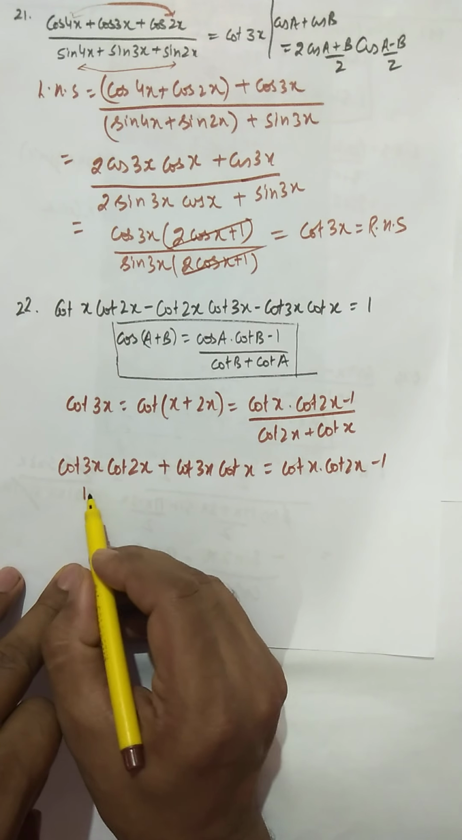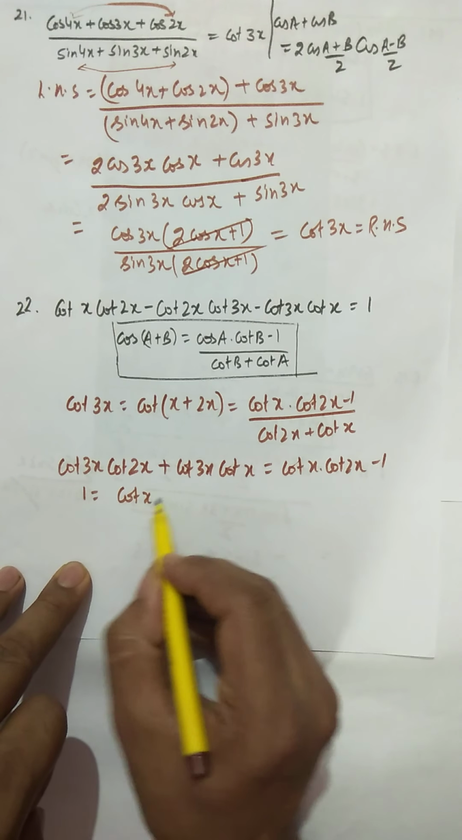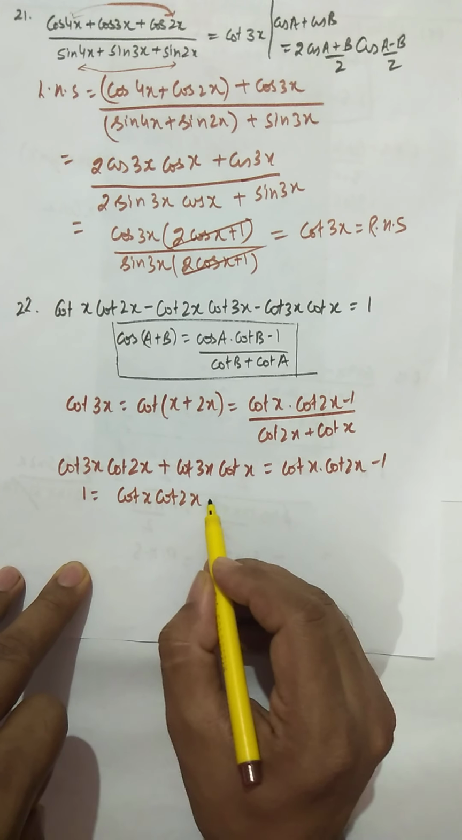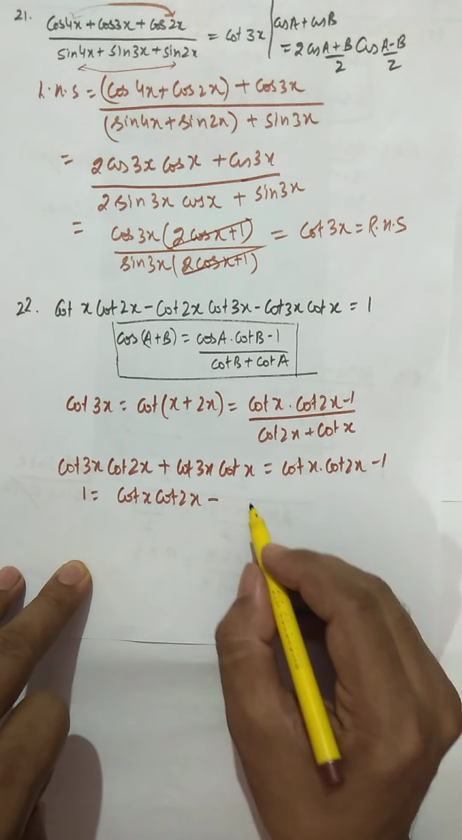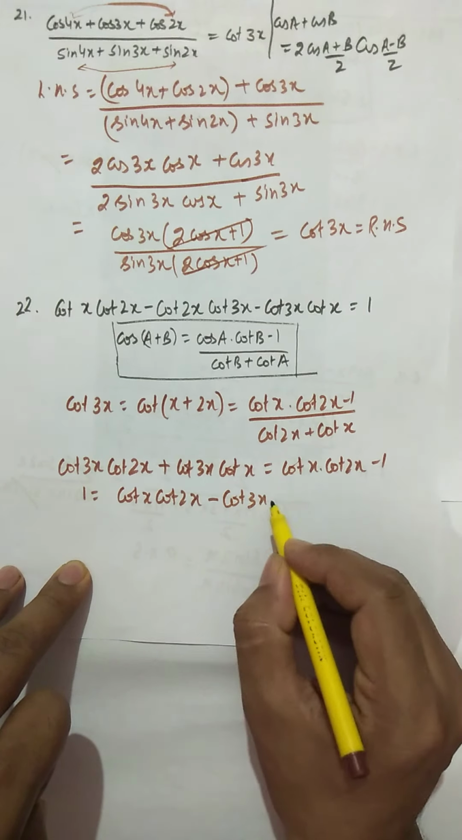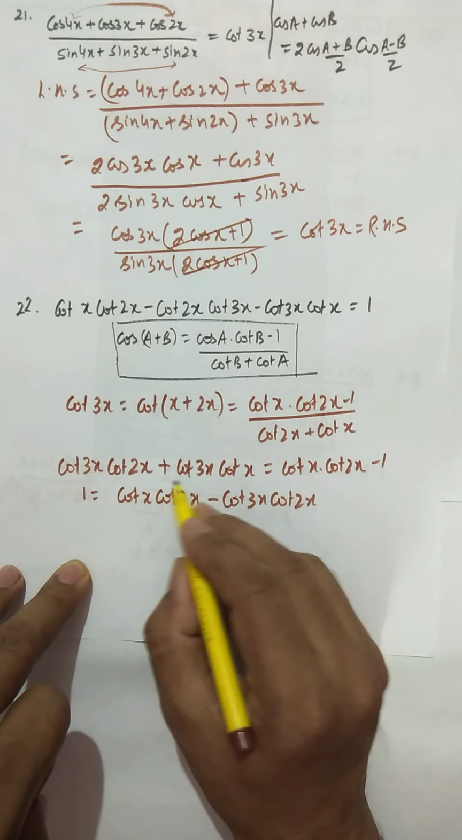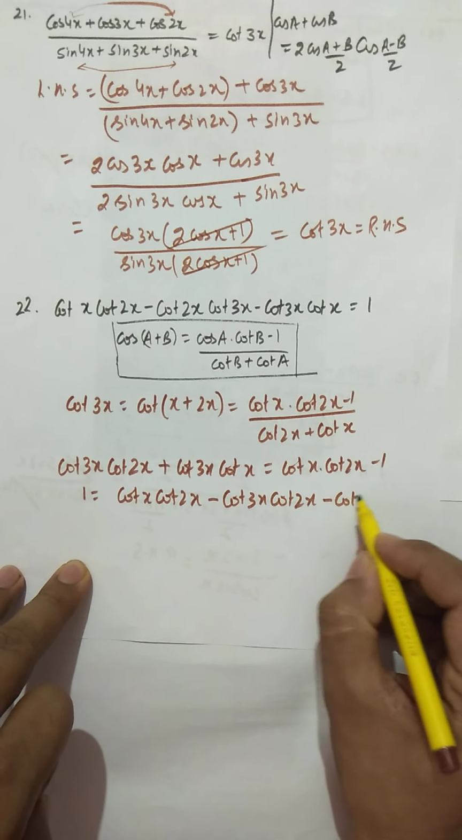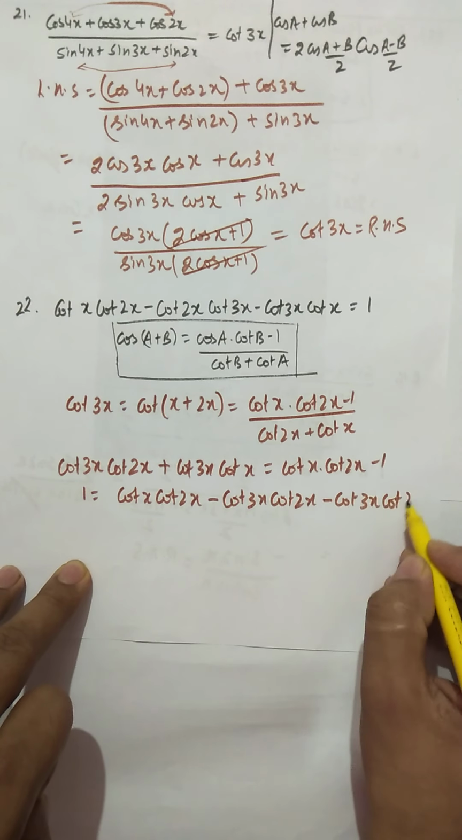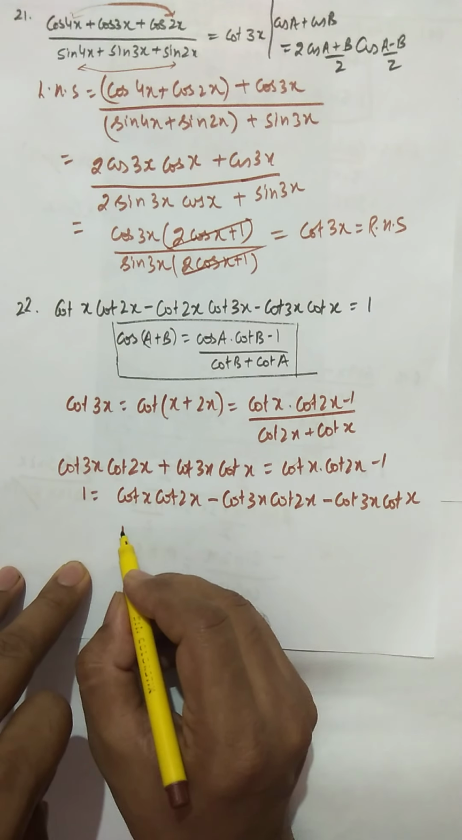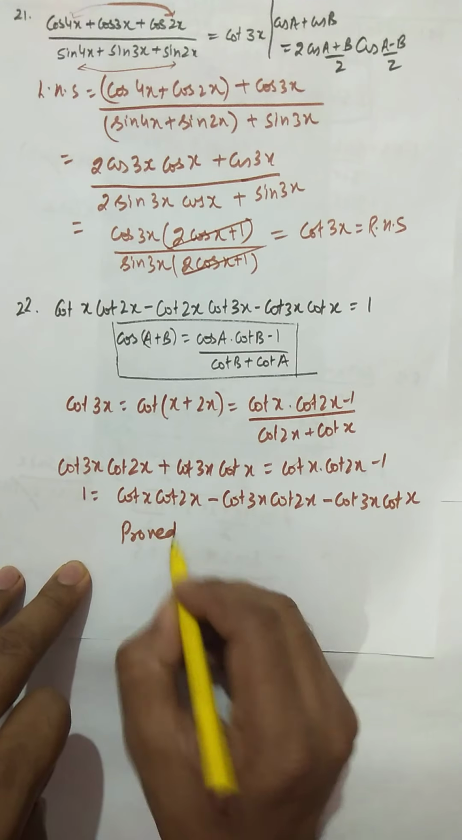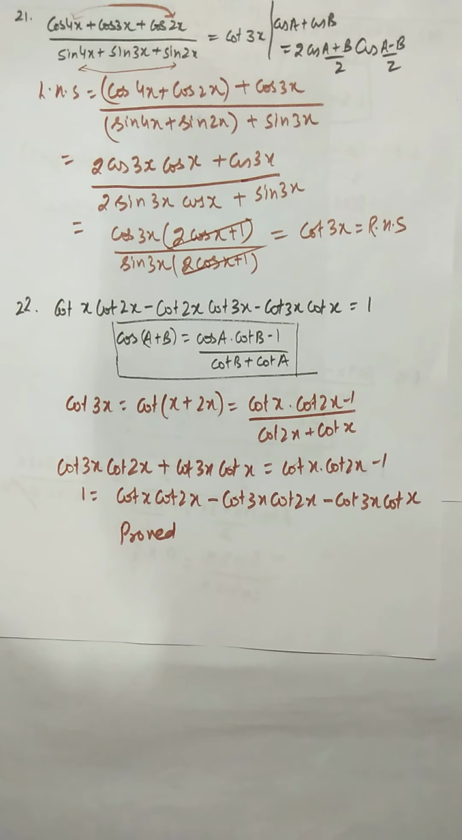So this will be 1 equals cot x cot 2x, and this is positive here, so it becomes negative cot 3x into cot 2x, and this is also positive, this will become negative cot 3x into cot x, and that we have proved. That was the result that we had to prove.